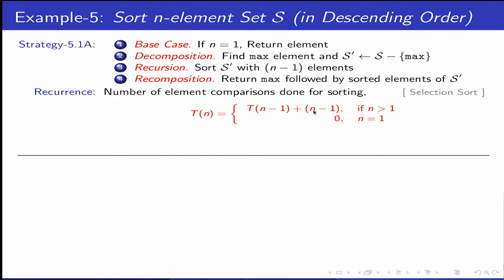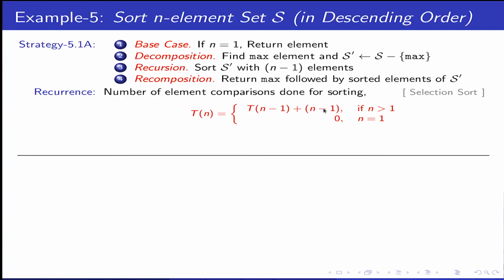To get the max, you compare elements, so this will be n-1 steps. Here you see your decomposition takes finding the max element, and in the first example I have shown, finding the max is n-1, so your decomposition takes n-1 steps. Recomposition is just returning. It is not comparing anything, but finding the max takes n-1 comparisons.